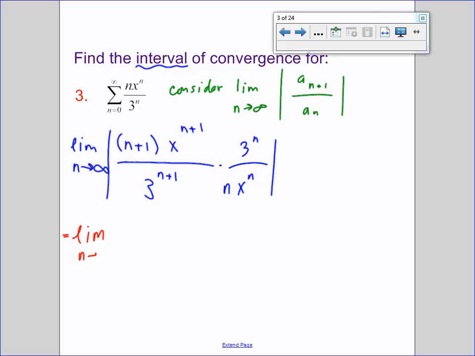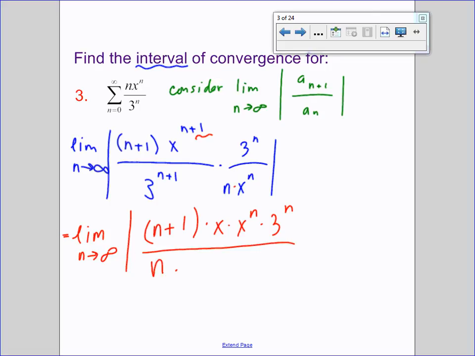That equals the limit as n goes to infinity of, and let's go ahead and see if we can't do some reducing. This x to the n plus 1, we know that's the same as x times x to the n. So I've got to leave that n plus 1. And on bottom, we have this n here. We'll put that out front. And 3 to the n plus 1 is the same as 3 times 3 to the n.